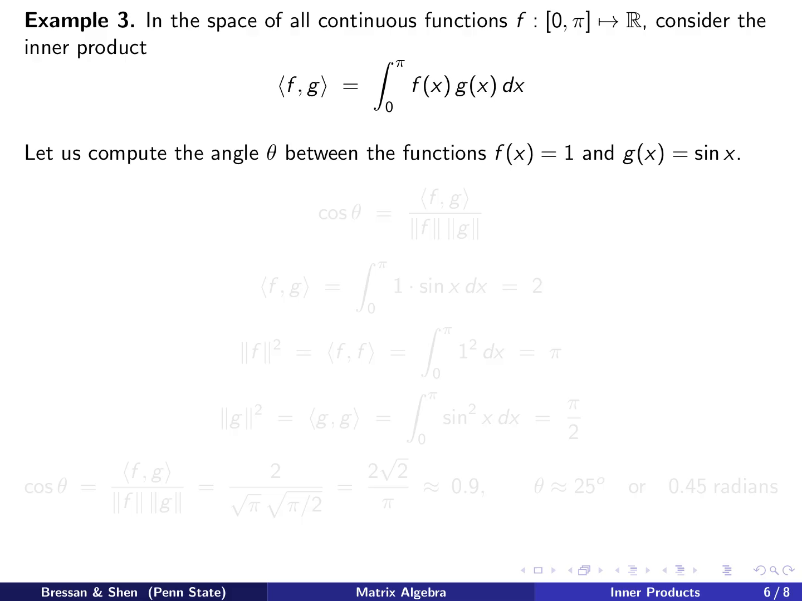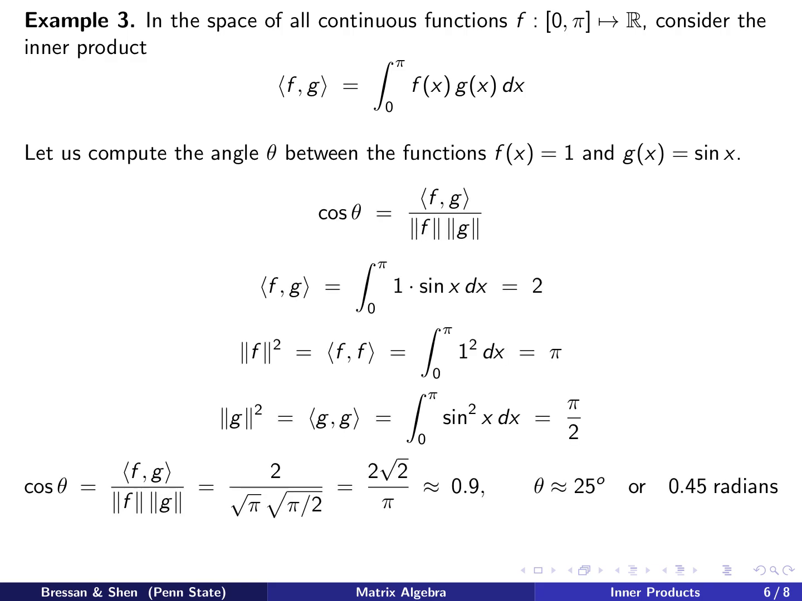Okay. So let's take two functions. Let's say f is 1. It's a function identically equal to 1. And then g is sine x. And let's try to compute the angle between these two functions with respect to this definition of the inner product. Okay, so it's basically repeating the whole thing but using this new form of inner product.